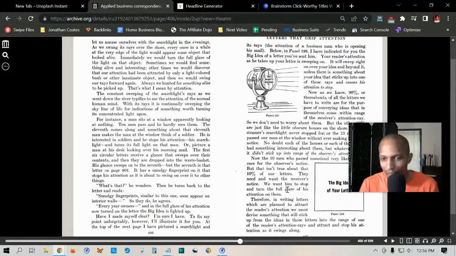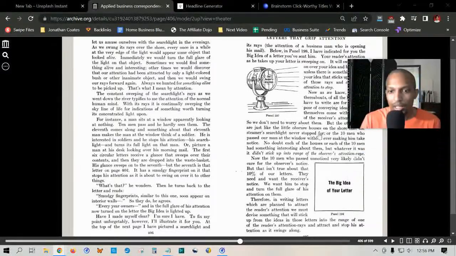So if you think about it, and then he also says on the next page, right here, now the 10 men who passed unnoticed very likely didn't care for the observer's notice, but that isn't true about the 10% of our letters.